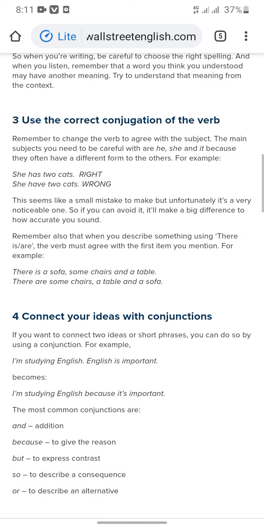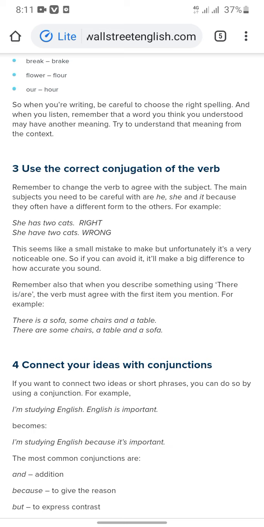So these were the 2 rules: the subject and verb agreement, and the conjunction, which is connecting the ideas.